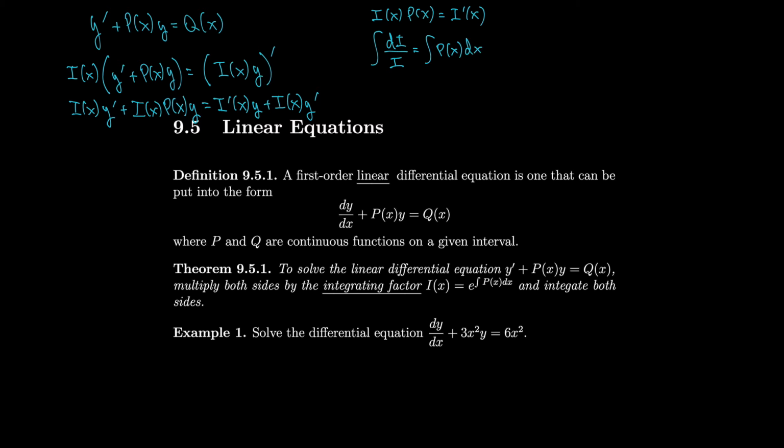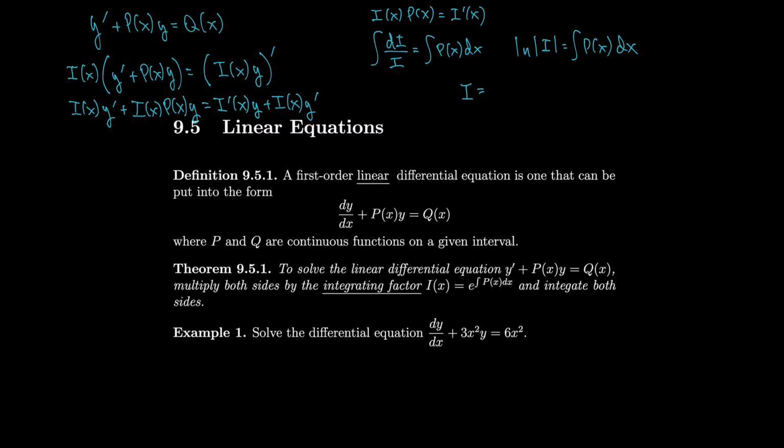So the integral of 1 over I is just ln of the absolute value of I, and we just have the integral of p of x, whatever the heck that is. Then I can take both sides as an exponent on e, so raise both sides to e in order to get rid of the ln. That'll cancel on the left, and I just have I.